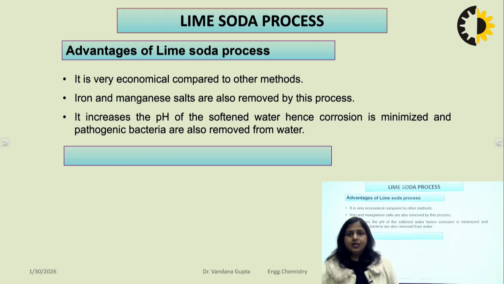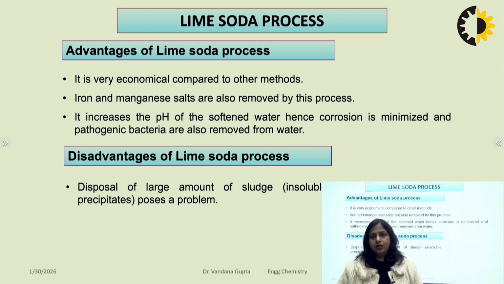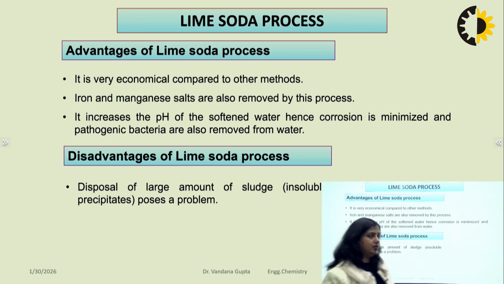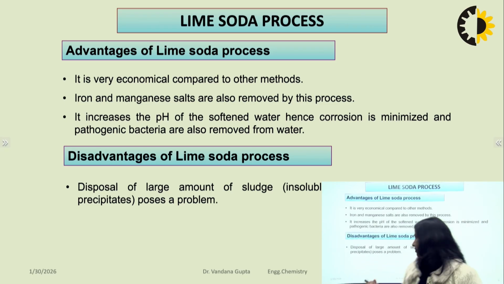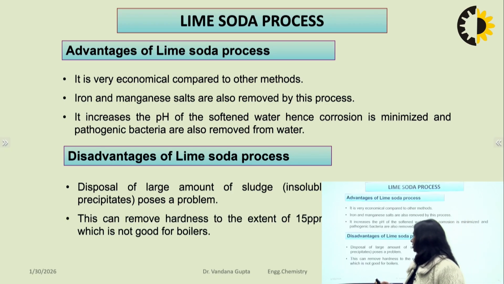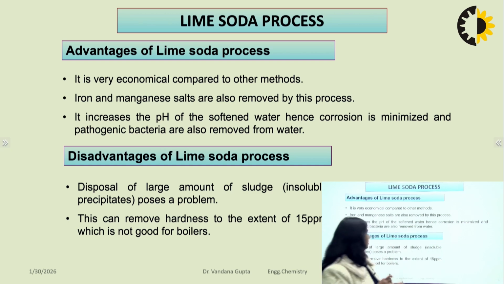This method has certain disadvantages also. First is disposal of a large amount of sludge, which creates an environmental issue. This can remove hardness only to the extent of 15 ppm. So a residual hardness of 15 ppm is present in the treated water. So these are the advantages and disadvantages of the lime soda process.